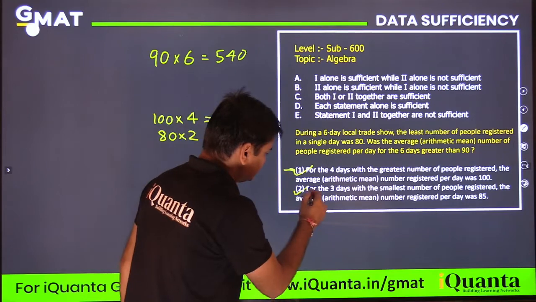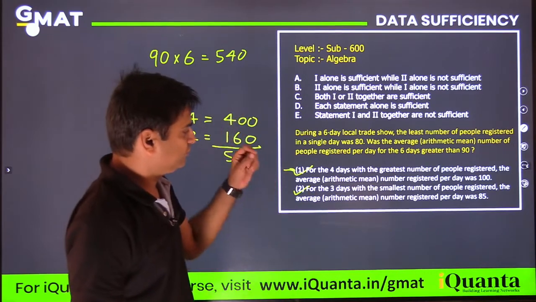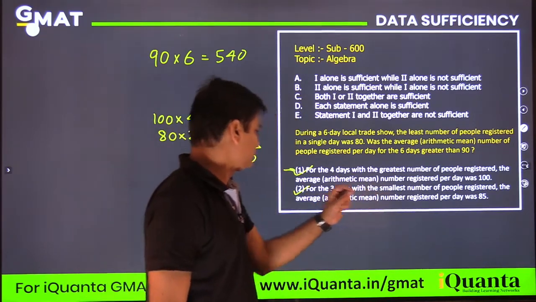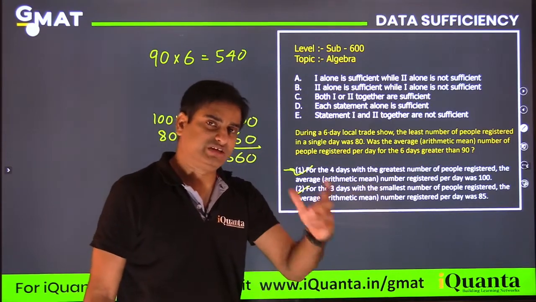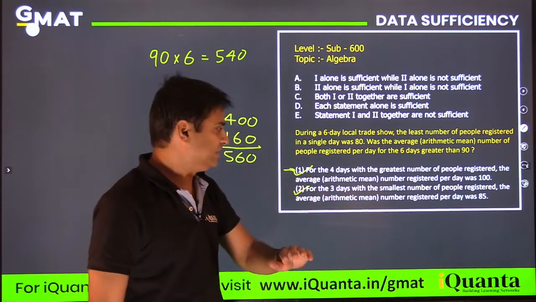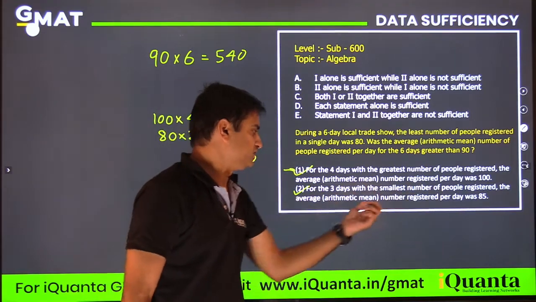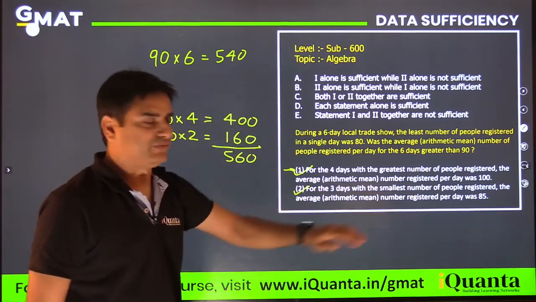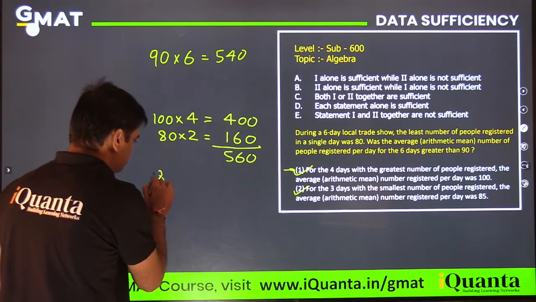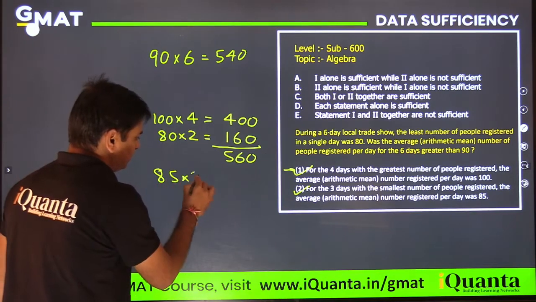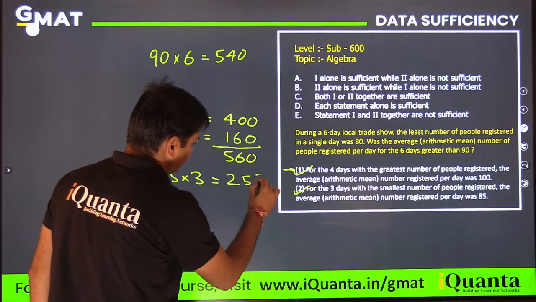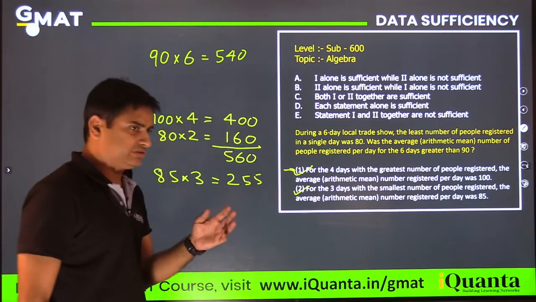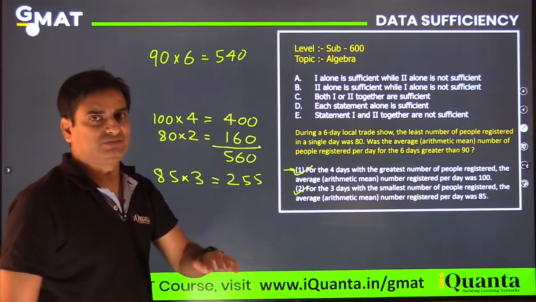What does the second statement say? For the 3 days with the smallest number of people registered, the average number registered per day was 85. So 85 into 3 is equal to how much? 255. This is for those 3 days when the registration was minimum.